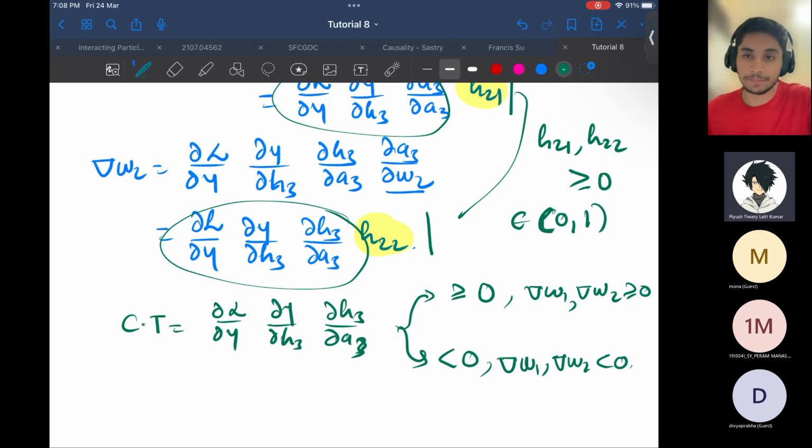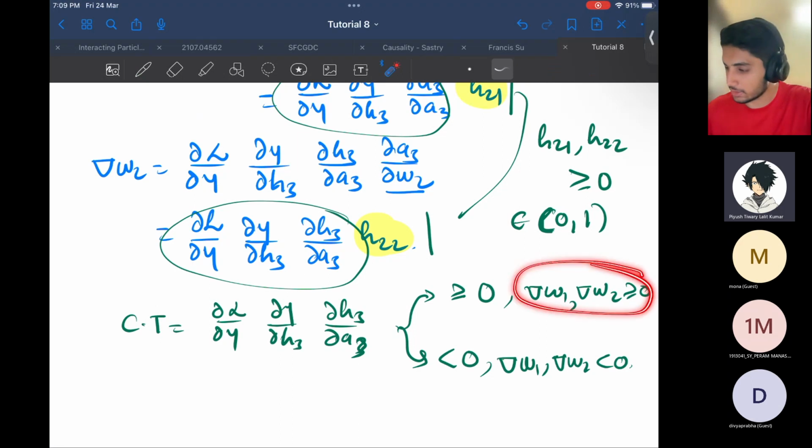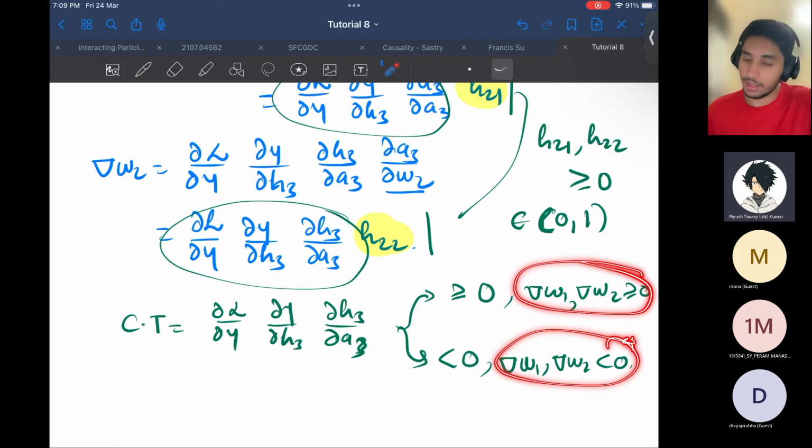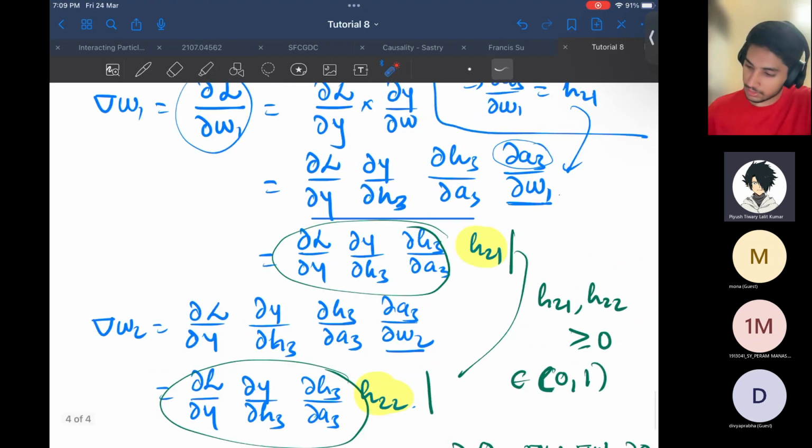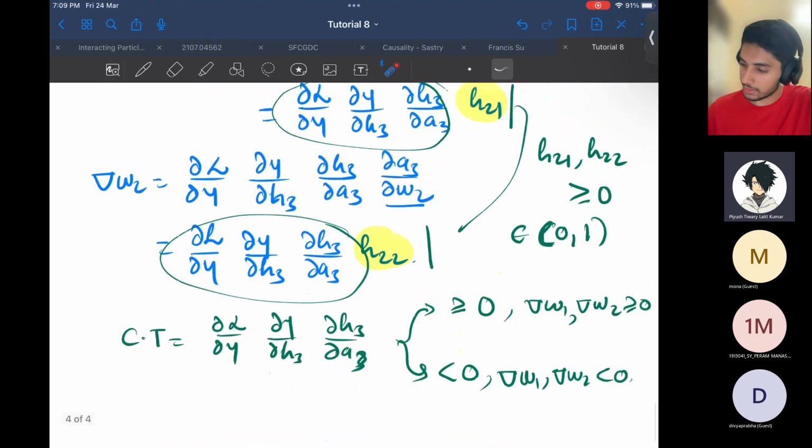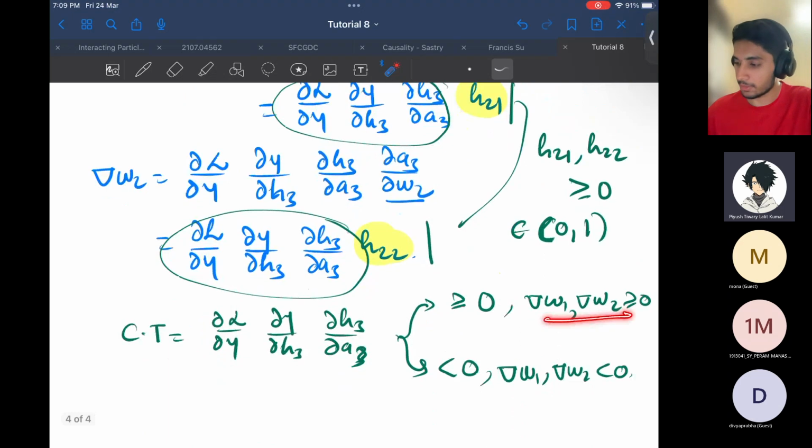This much we can say. So we can see that either the gradients are both positive or both of them are negative. The only possible cases are that either both of them are positive or both of them are negative. Can we say anything more than this? Well, no, we don't know anything else about it. But from our analysis, either both of them will be positive or both of them will be negative.